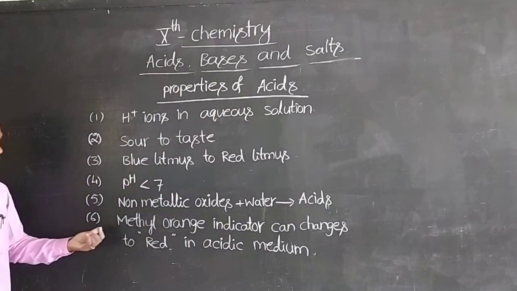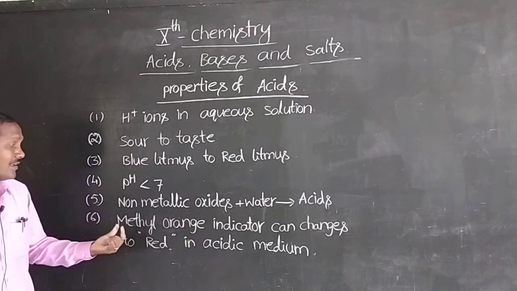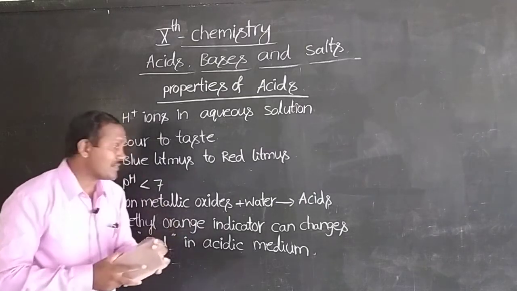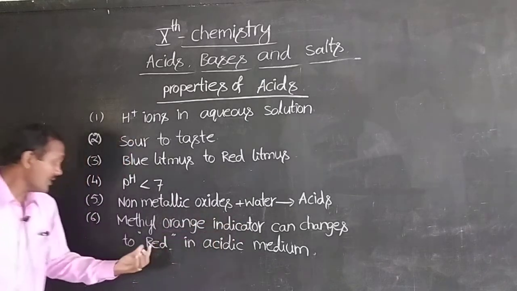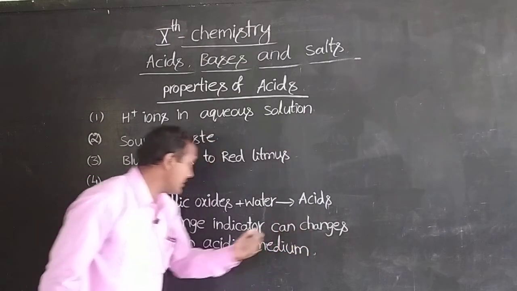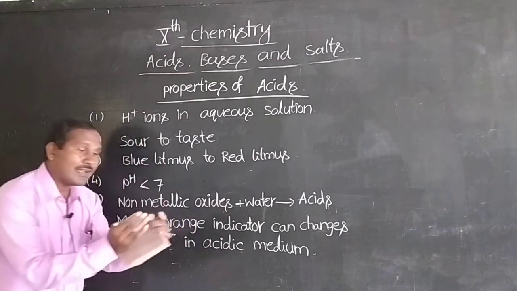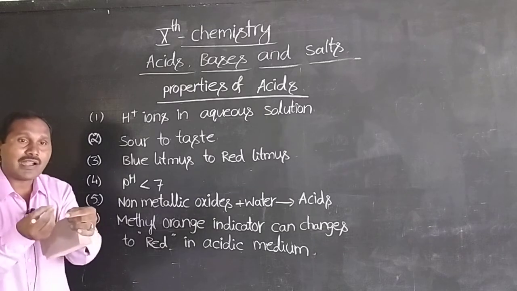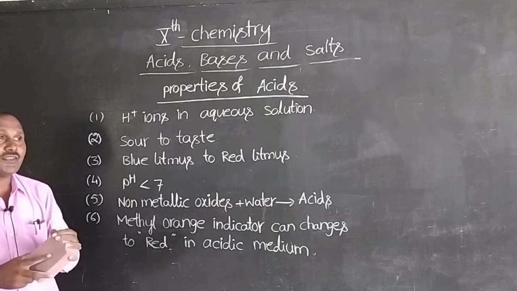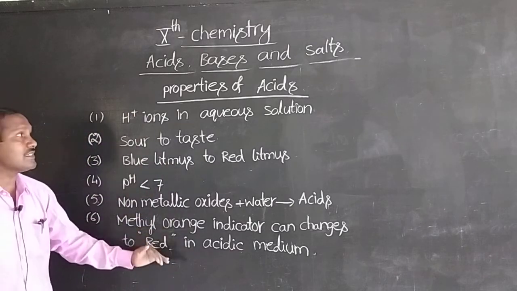Next, the last one, methyl orange indicator. It is one of the laboratory indicators. Methyl orange is actually orange in color. When it is added to an acidic substance, its color changes to red. So methyl orange indicator changes to red in acidic medium. When you take an acid substance and add 2 or 3 drops of methyl orange indicator, the color changes and finally red color is formed in acidic medium. So these are the properties of acids.